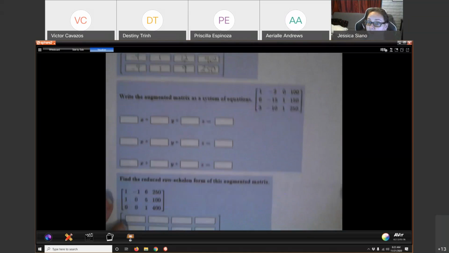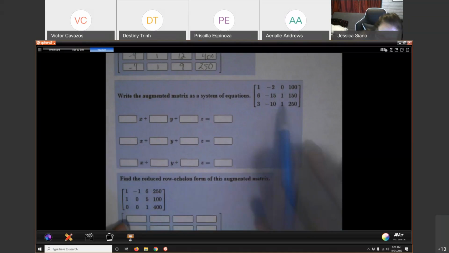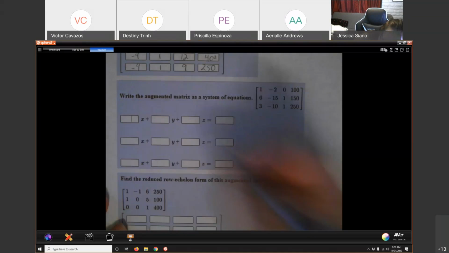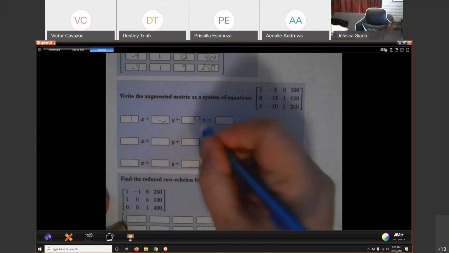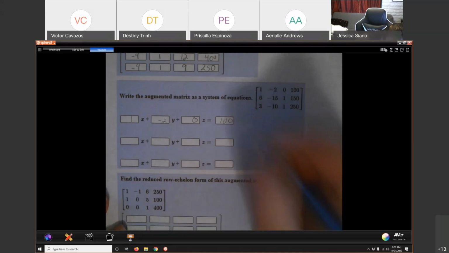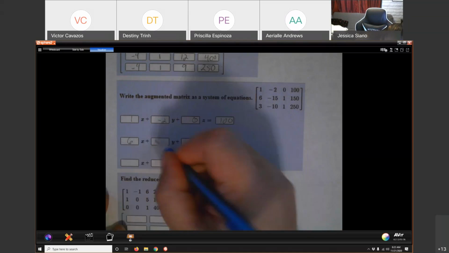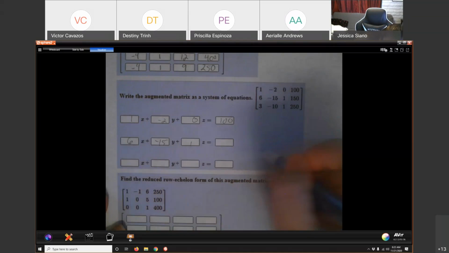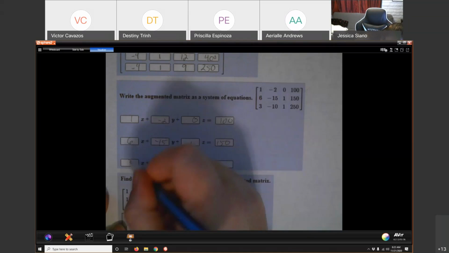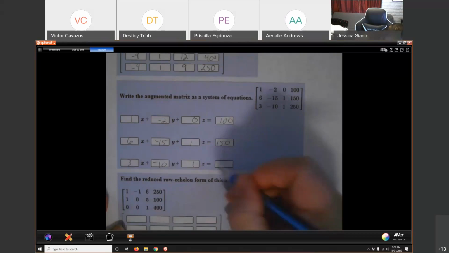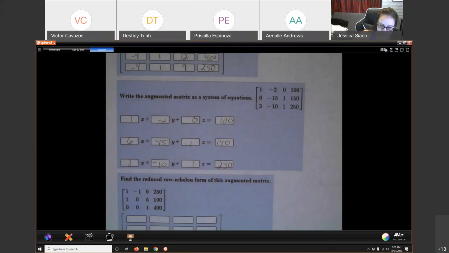So then going the other way, if this is my matrix, then my system would be 1x, -2, 0. I mean, I'm really just moving numbers from one box to another at this point. 6, -15, 1, 150, 3, -10, 1, 250. Okay? This is literally all those questions want you to do. Yay, free points.